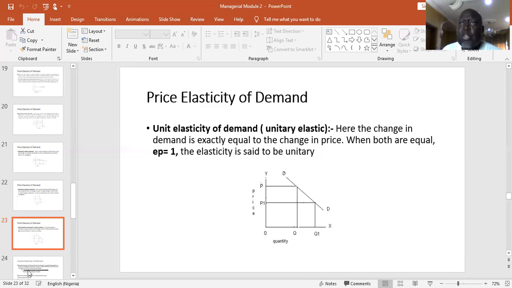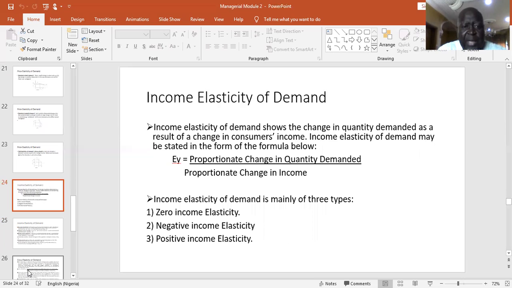Now that's price elasticity. Now we take income elasticity of demand. Income elasticity of demand shows the change in quantity demanded as a result of the change in consumer's income. It may be stated in the form of a formula: proportional change in quantity demanded over proportional change in income. So as people's income changes, we said if people's income increases, they will increase their demand for a given commodity. But by what percentage? That's what income elasticity is trying to estimate.